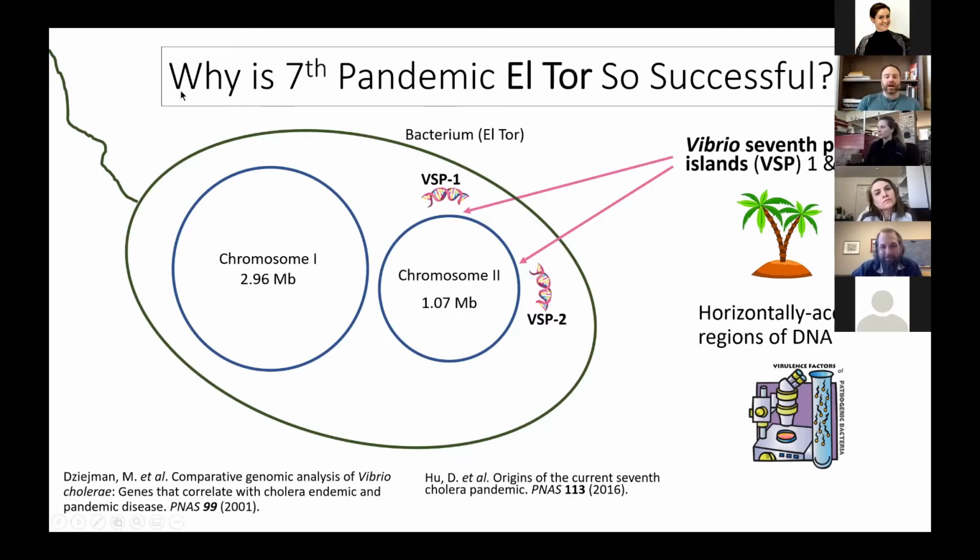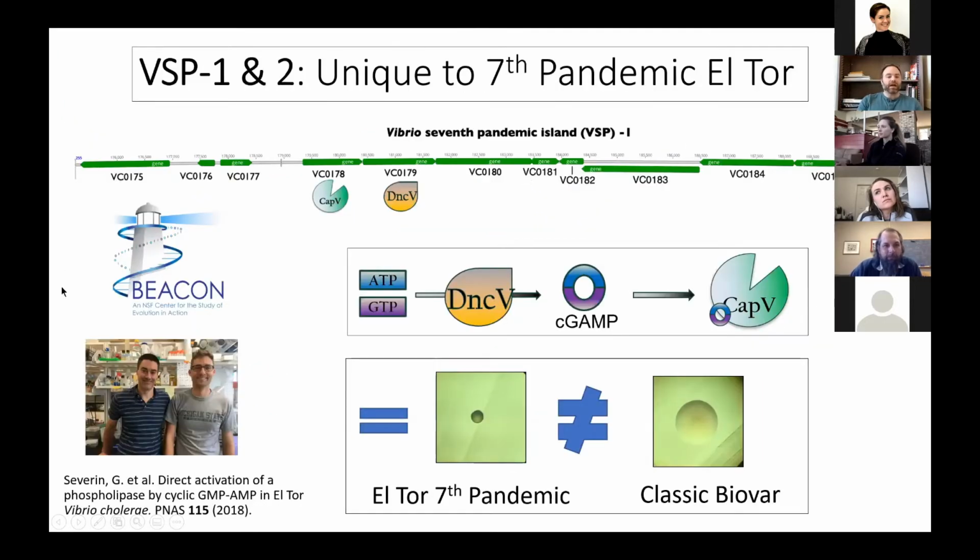And so there are 2 genomic islands. For this presentation, I'm going to focus on VSP1, which has 11 genes. Dr. Chris Waters and Dr. Jeff Severance are researchers at Michigan State University, and they discovered the function of 2 of the genes in the first VSP1 genomic island of El Tor. They encode CapV and DncV. The first protein, DncV, makes a secondary messenger, which activates the second gene product, CapV, which is a phospholipase. It actually eats the cell wall of Vibrio cholerae and makes the bacteria smaller.